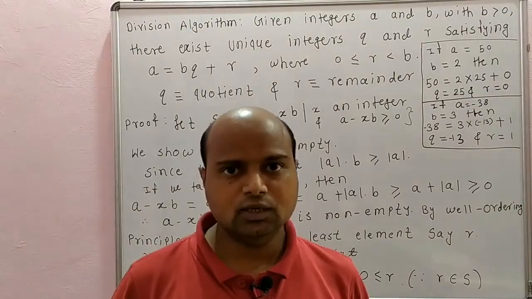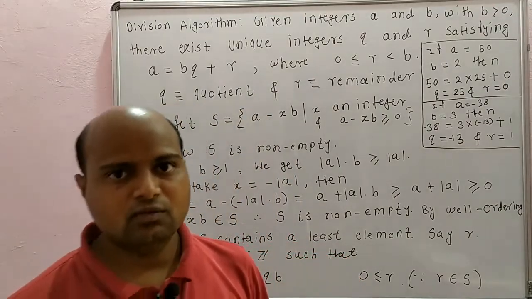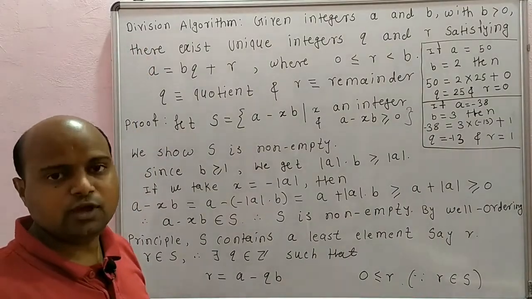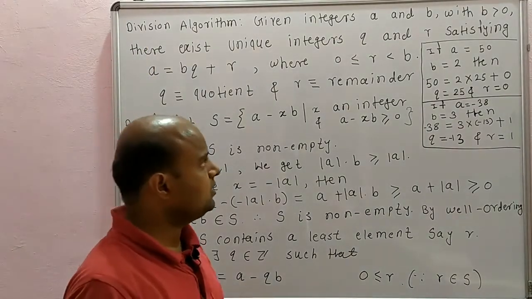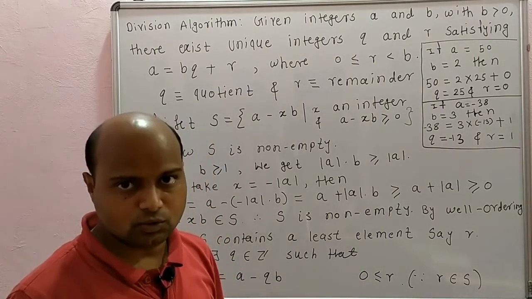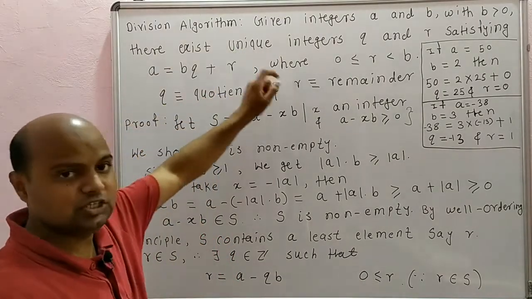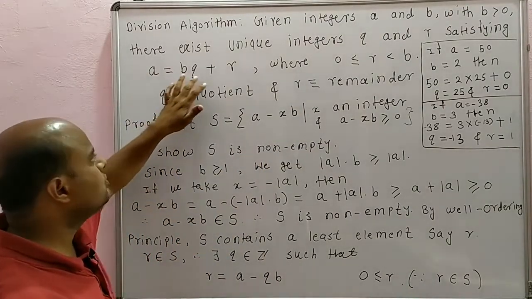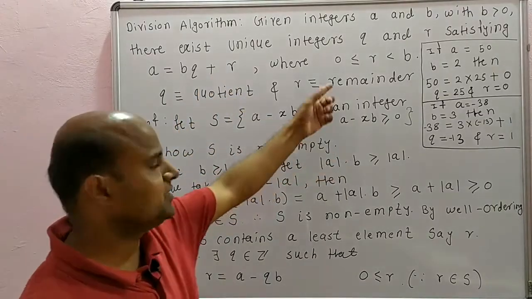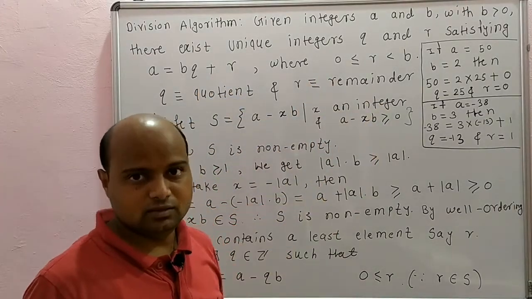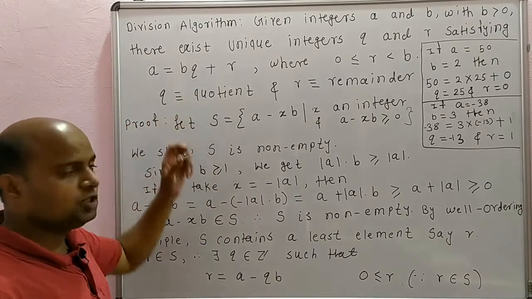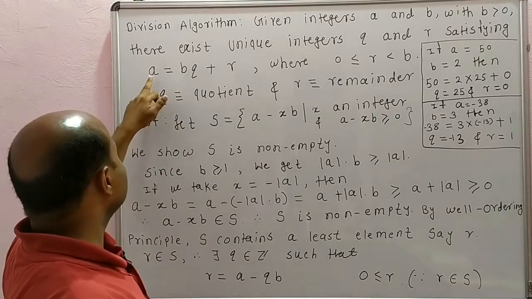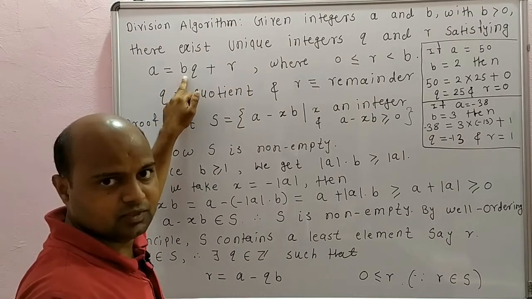Now, we will learn division algorithm by using well ordering principle. First, we will learn what division algorithm says. If we have two integers A and B with B strictly greater than 0, then there exist unique integers Q and R satisfying A is equal to BQ plus R, where R is greater than or equal to 0 and strictly less than B. Here Q is called the quotient and R is called the remainder when A is divided by B.